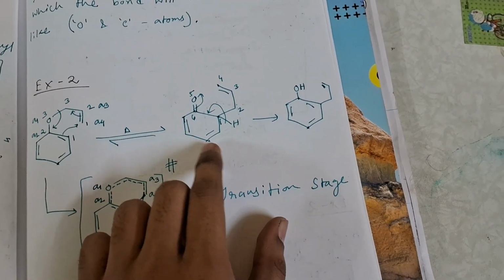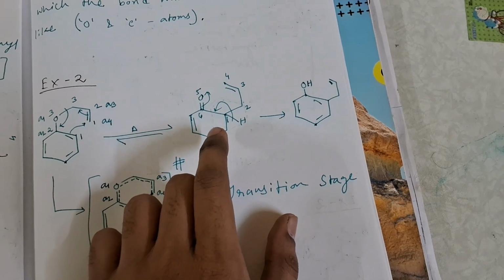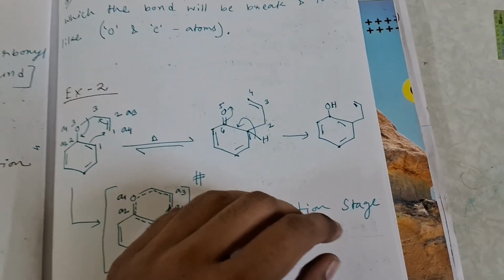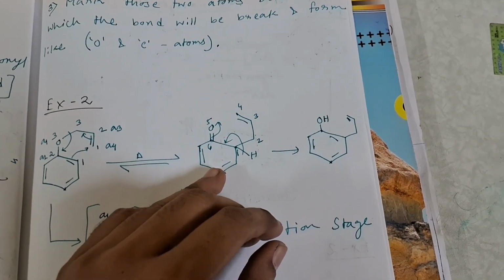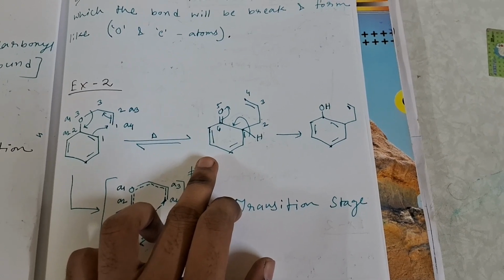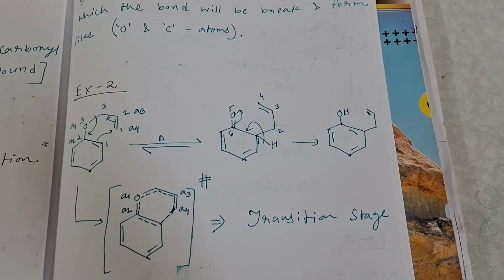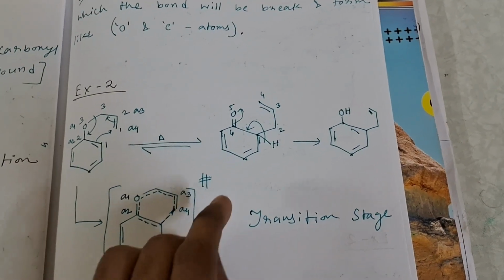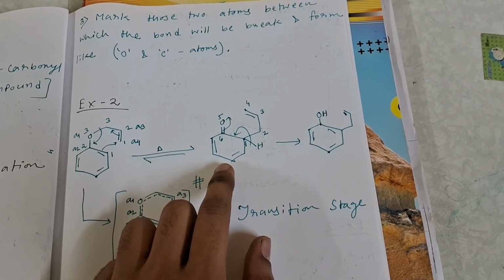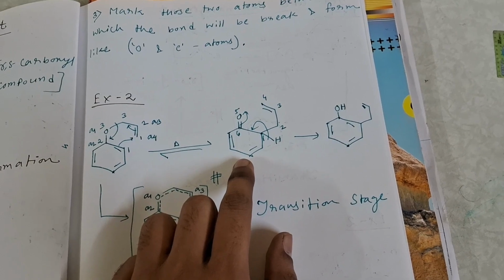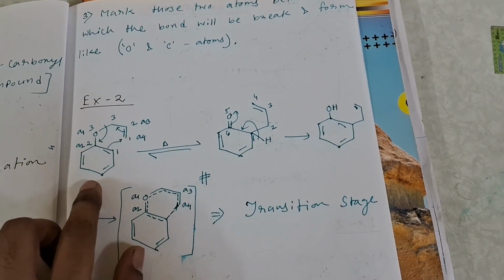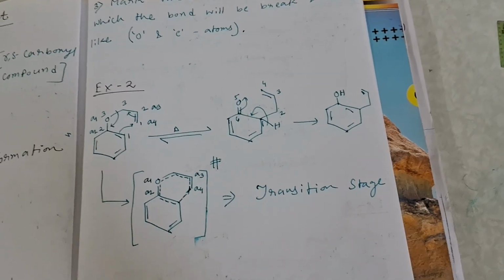So here such a type of intermediate forms, and it is very unstable because it loses its aromaticity, hence it cannot stay in the reaction medium for a long period of time. So this type of intermediate is very unstable, hence we cannot isolate this intermediate from the reaction mixture, hence the product is readily formed from the reactant, the mother molecule.